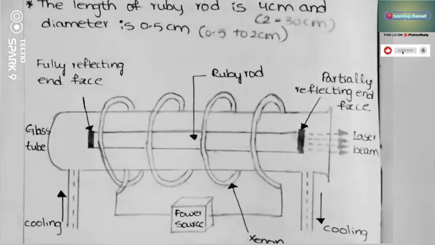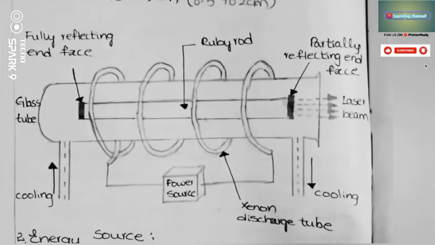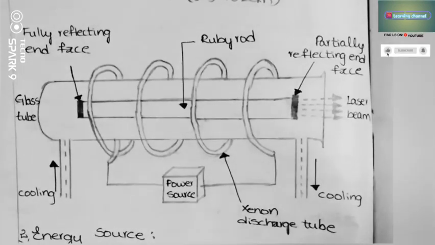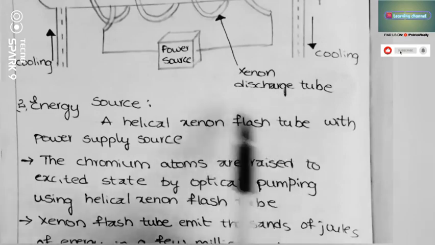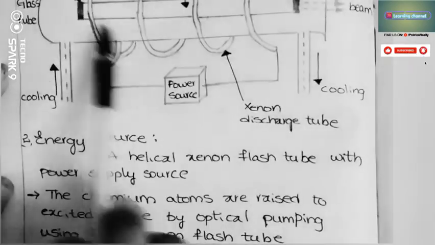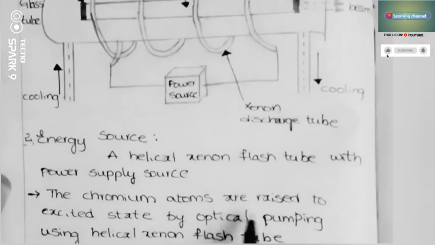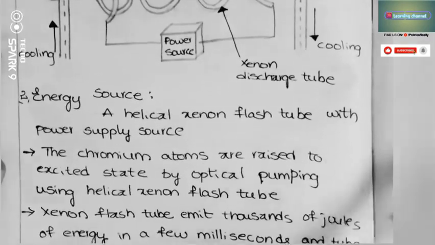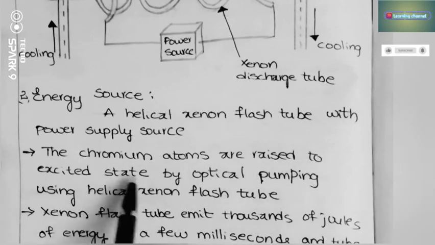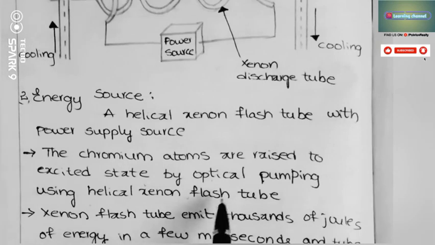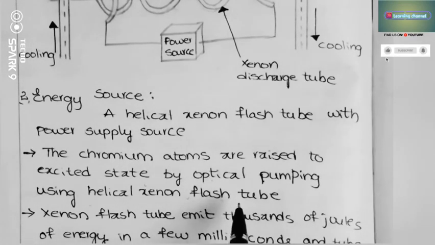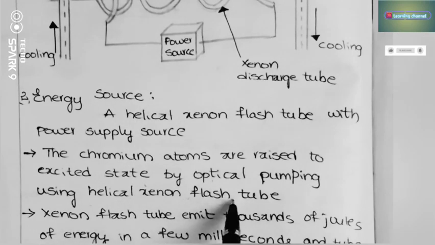Next, we need an energy source. The energy source is needed to pump the chromium ions to the excited states. What is the energy source or the pumping source? It is a helical xenon flash tube. So these tubes are the energy sources. The chromium atoms are raised to the excited state by optical pumping using the helical xenon flash tube. The atoms in the ground state absorb energy and go to the excited state due to the helical xenon flash tubes.